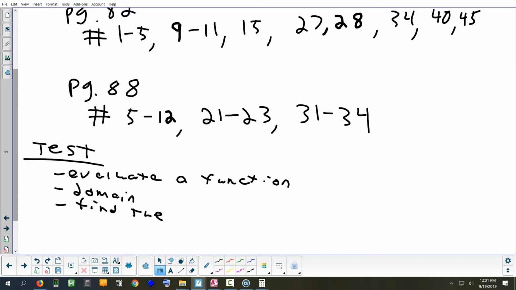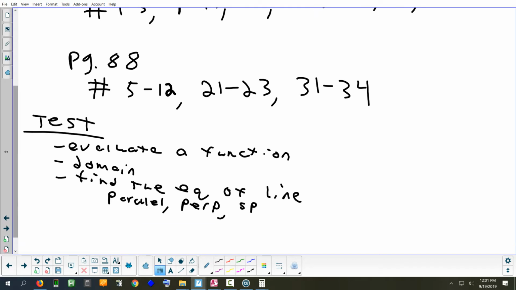Find the equation of a line. We practiced finding lines that were parallel, we did perpendicular. We also did special cases. What's a special case? y equals 2. That's a horizontal line. x equals 3. That's a vertical line. Everything else is y equals mx plus b.